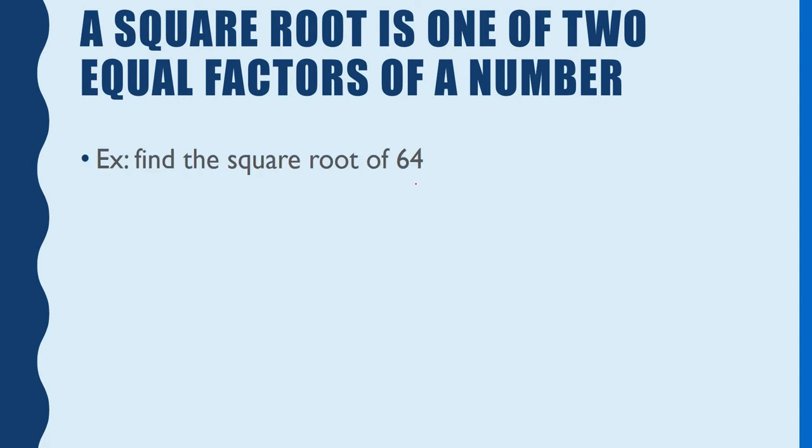So the square root of 64. Well, the factor that I can multiply to get 64 where the factor is the same is 8 times 8. So the square root of 64 is 8. However, let's keep in mind that 8 is one of my square roots, because 8 times 8 is 64, but negative 8 is also a square root, because negative 8 times negative 8 is 64. So every value has two square roots.